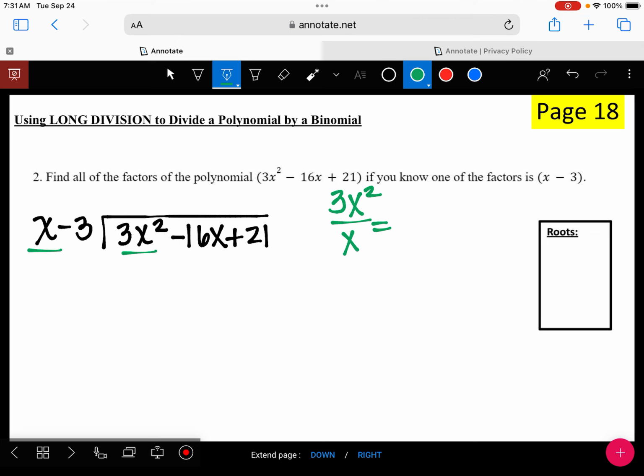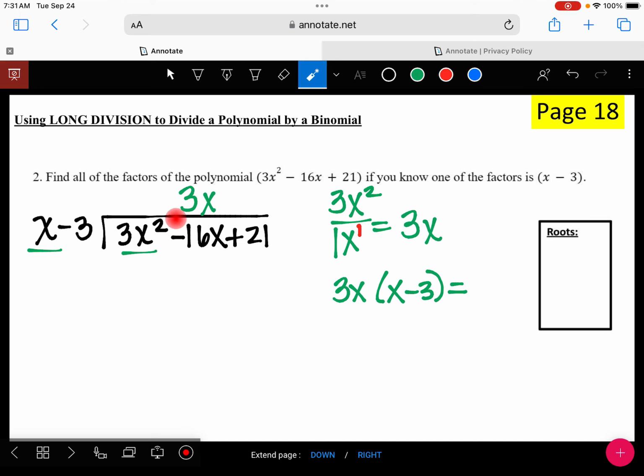3x. Yeah. Because what you're doing is you're taking 3 divided by 1, which is 3. And you're subtracting your exponent. So you get a 3x. That goes on the top. Step number 2. Take the 3x and multiply it by x minus 3. You always multiply whatever you got on the hood by whatever was in front. So step 2, everybody take 3x and multiply it by x minus 3.